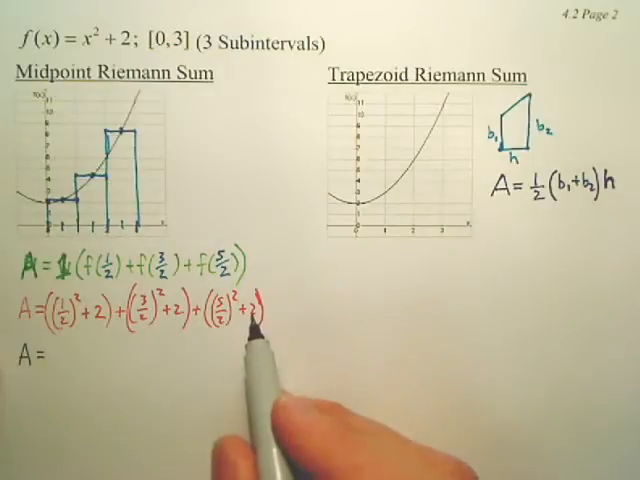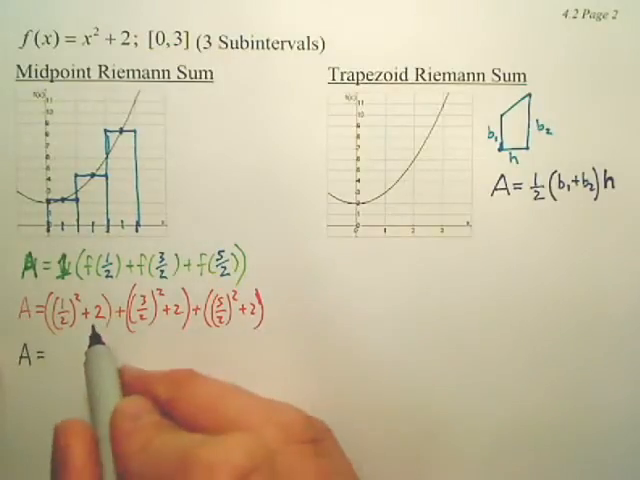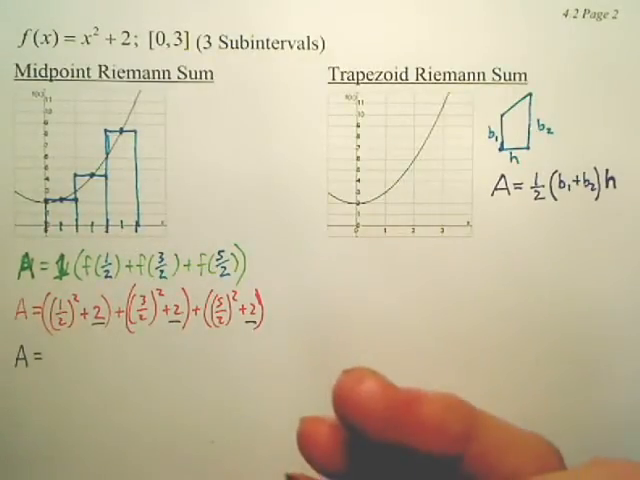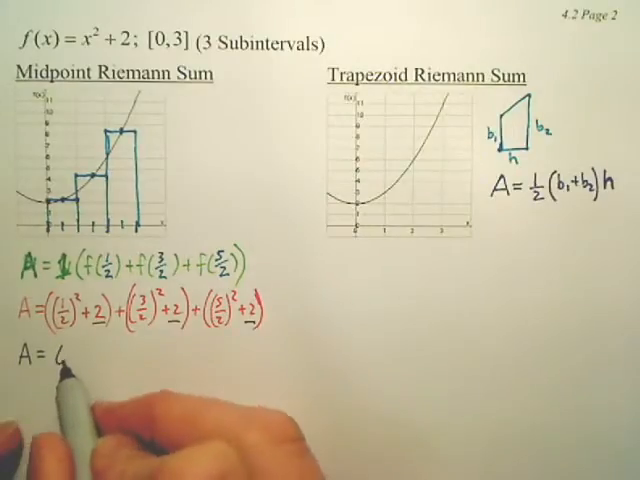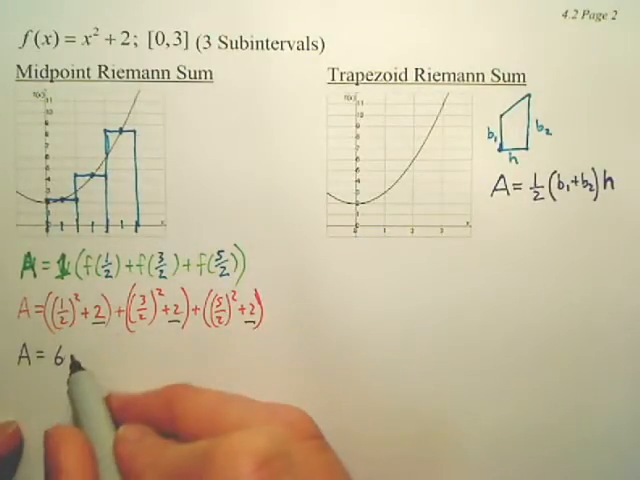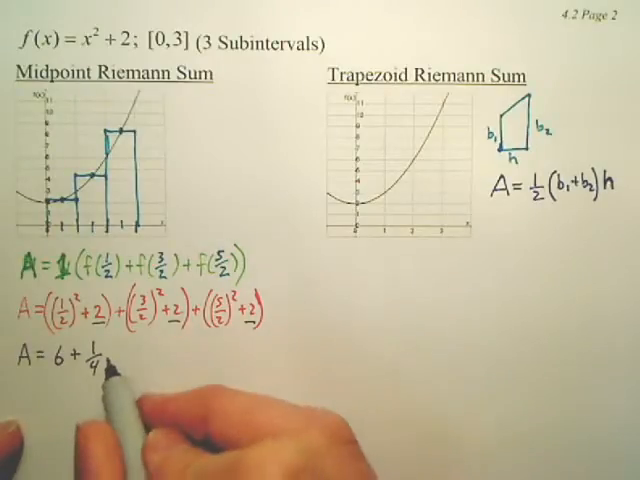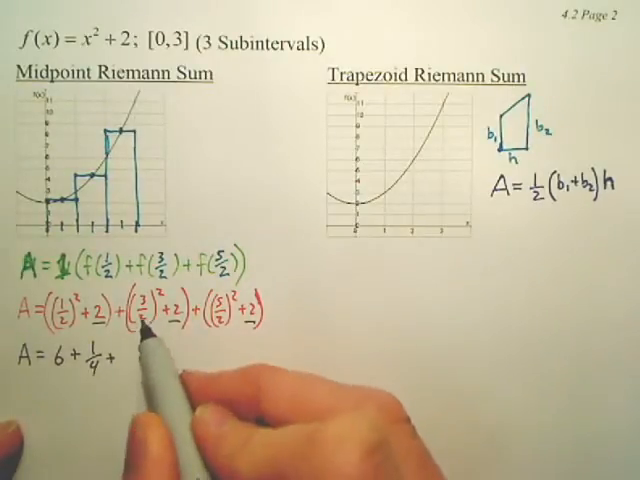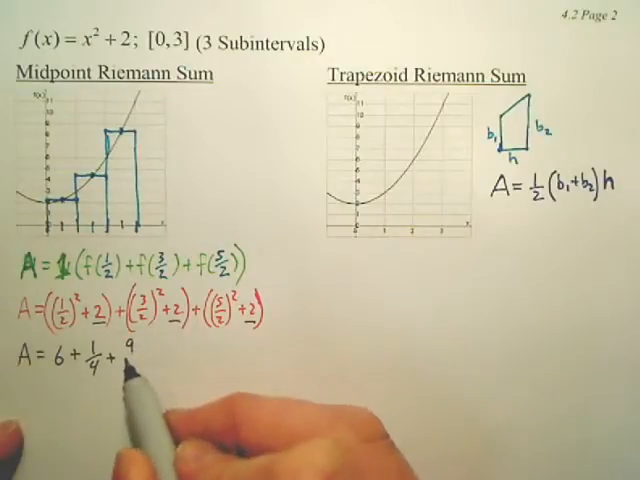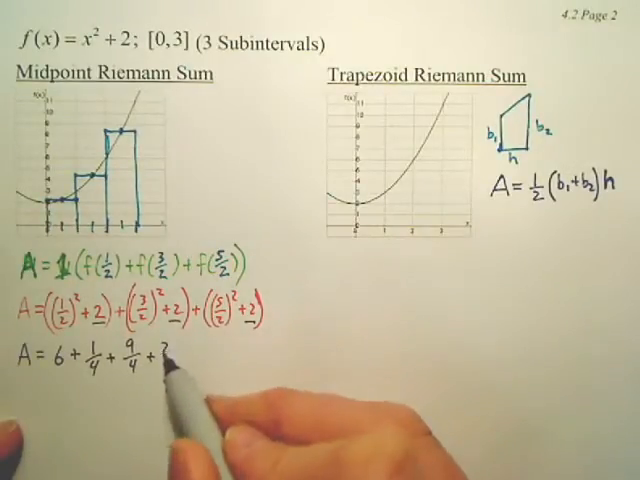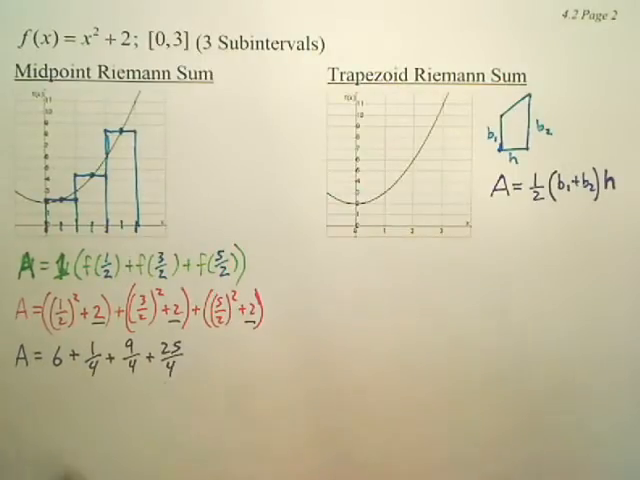1/4 plus 2. Actually, can we ignore these 2's? Can we just go 2 plus 2 plus 2, which is 6? Is that okay? Can I go and add these real quick? Are you okay with that? Add all those, we have 6. So what's 1/2 squared? Wouldn't that be 1/4? Plus 3/2 squared, isn't that going to be 9/4? And then plus 25/4. Does that look right?